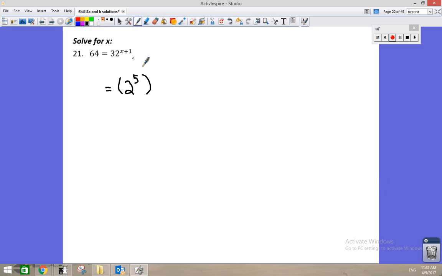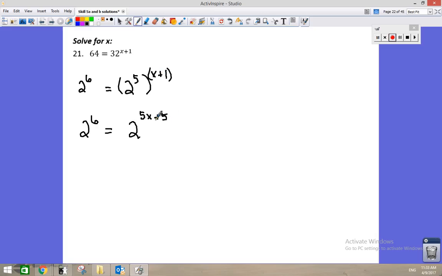Now that 32 has an exponent of x plus 1, so 2 to the fifth will have an exponent of x plus 1. And 64, well, you get 64 by doubling 32, so that's 6 factors of 2, and 2 to the 6th. So when you have a power raised to a power, you multiply these exponents. So I have 2 to the 6th power is equal to 2 raised to the 5x plus 5, because I multiply this binomial times 5. Multiplication distributes over that addition, and I get 5x plus 5.